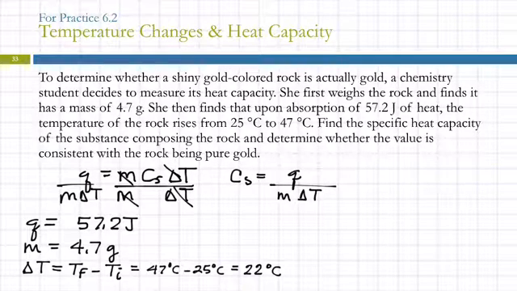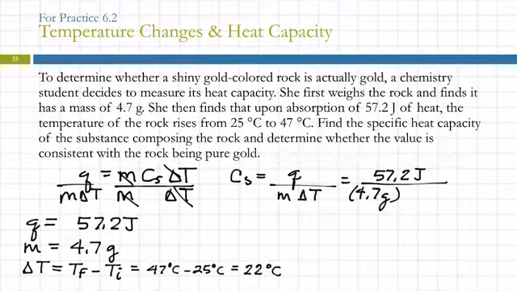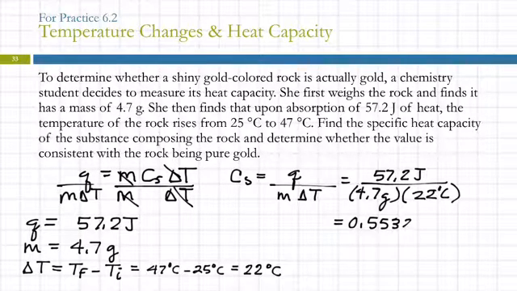So now we can stick everything into our equation. We've got 57.2 joules divided by the mass, 4.7 grams, and the change in temperature, 22 degrees Celsius. So 57.2 divided by 4.7 divided by 22. How many sig figs should this have? 2. So I'm going to write down 0.55, and I'm going to put 2 more.